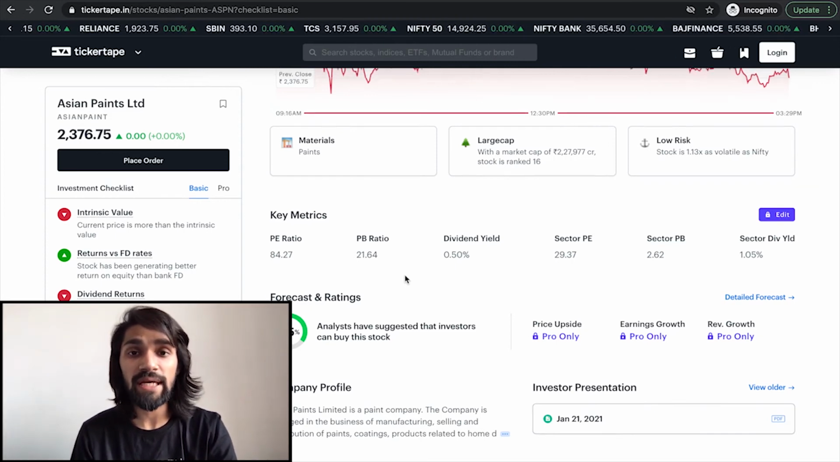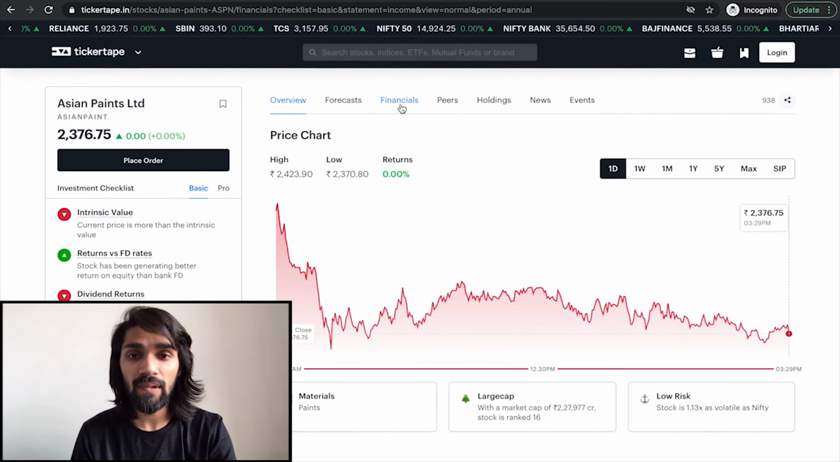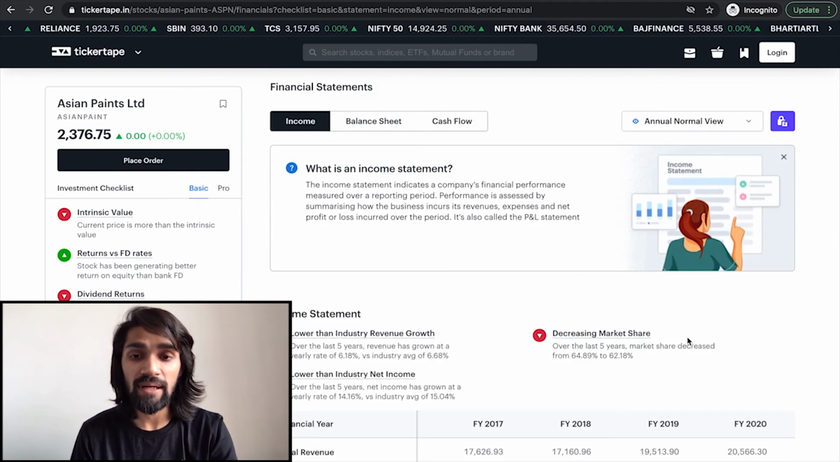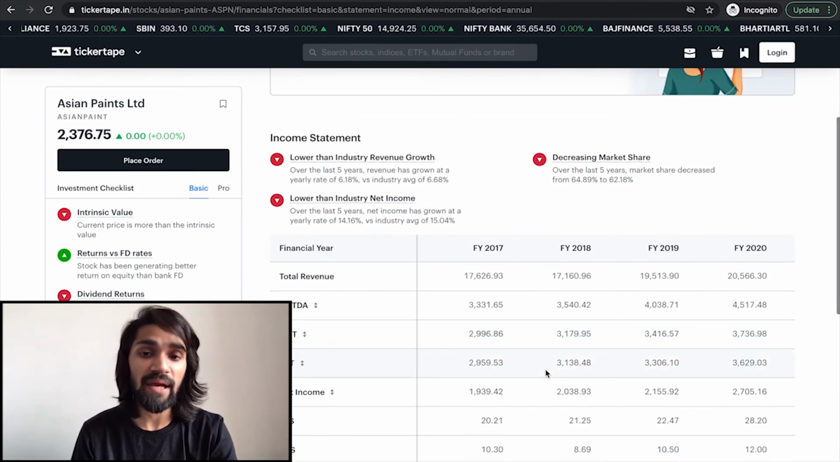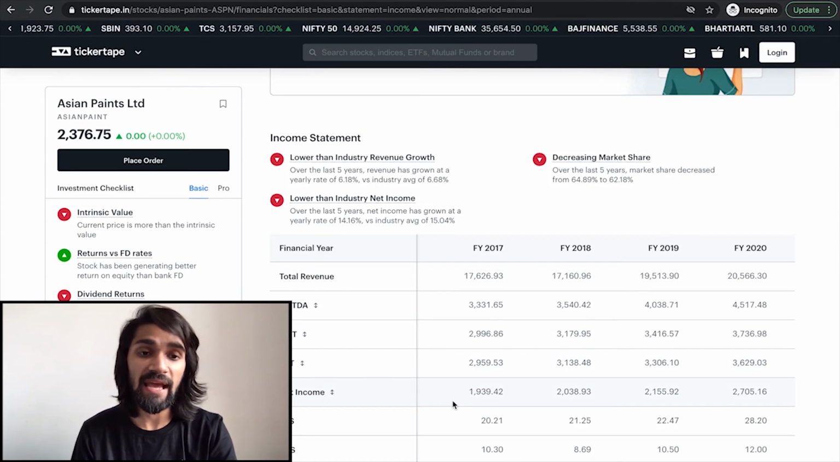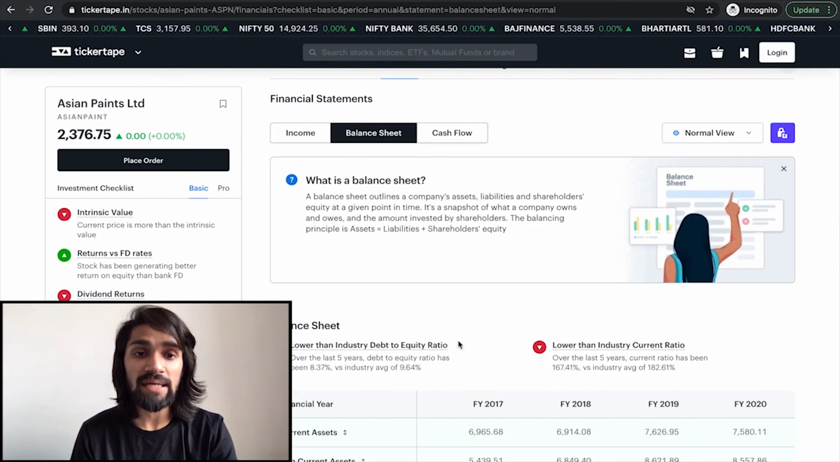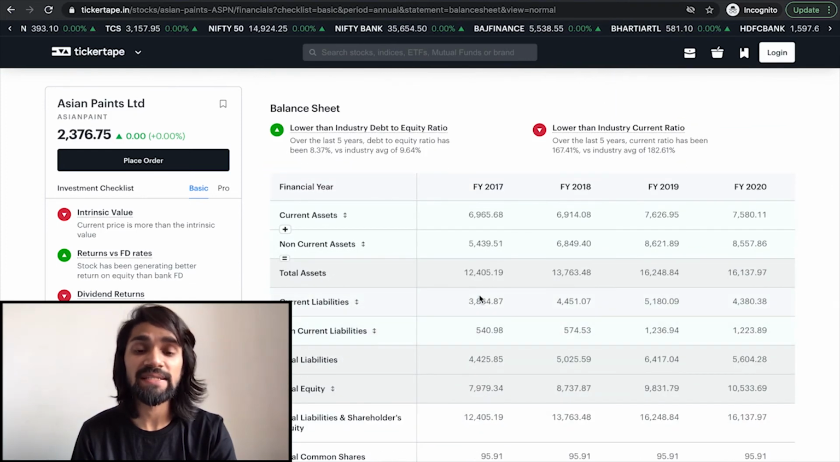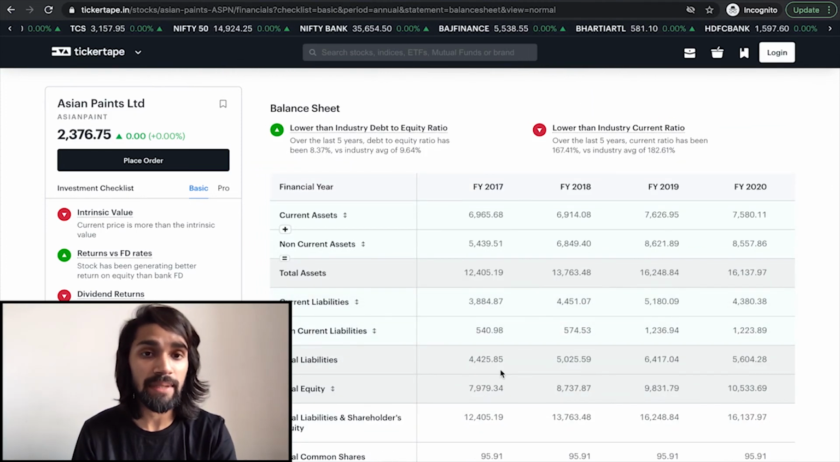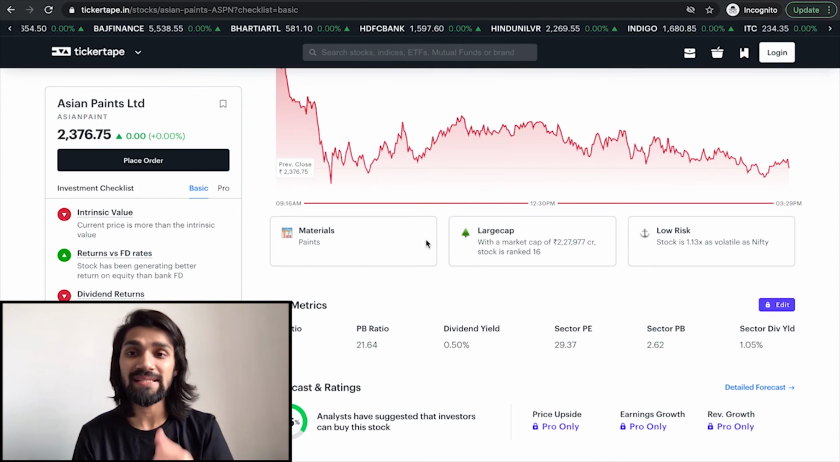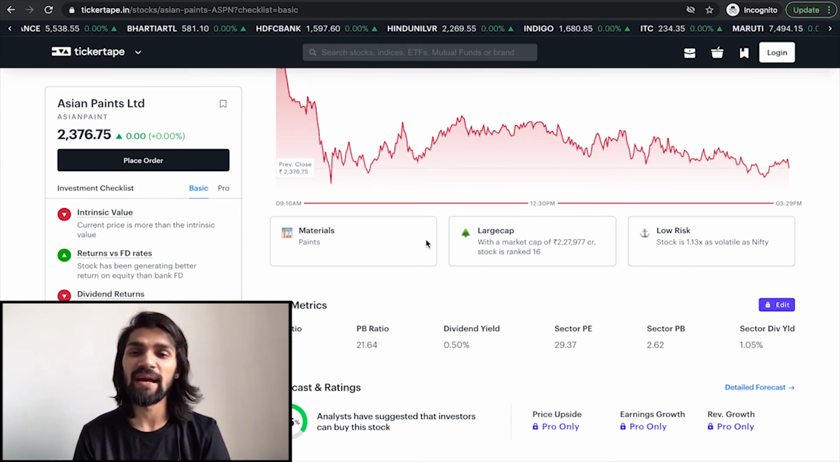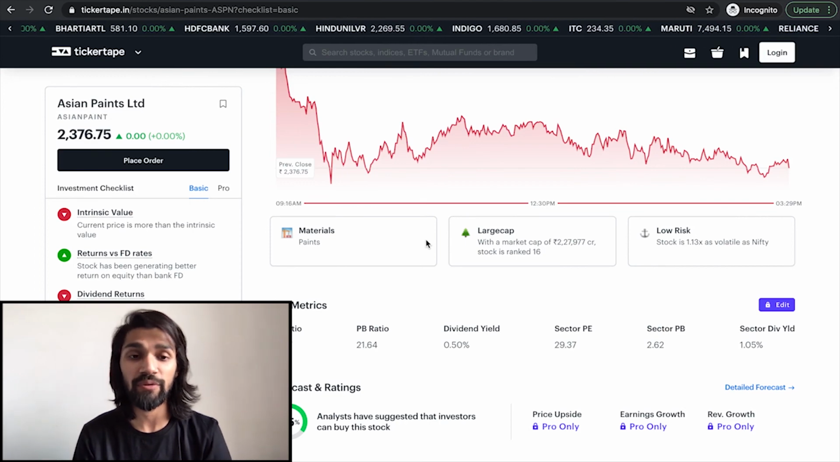If you also check into the financials, the EBIT, PBIT, net income, everything is increasing every year. If you check out the balance sheet, the total assets have been increasing and are significantly higher than the total liabilities. And Asian Paints is the sector leader in the paint segment. It has almost negligible debt and there are very low chances of Asian Paints going down.